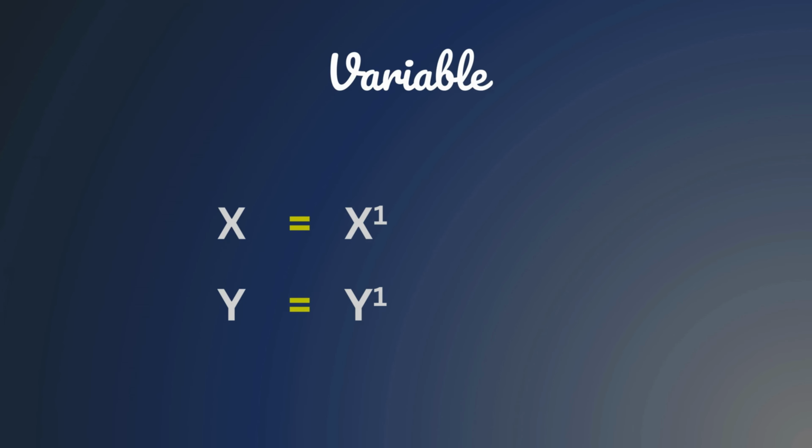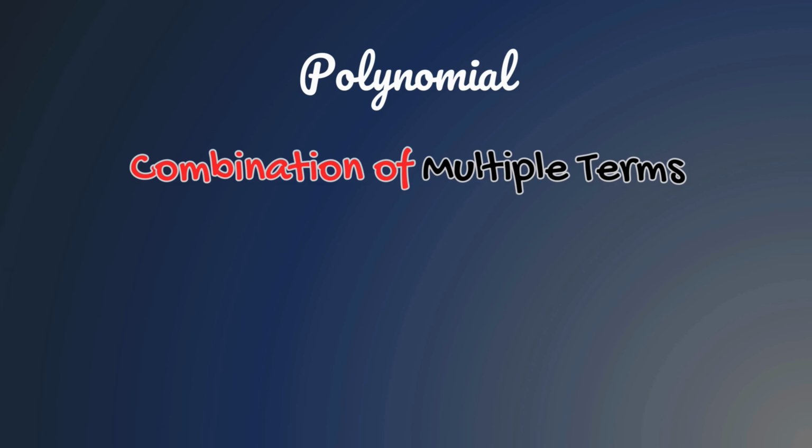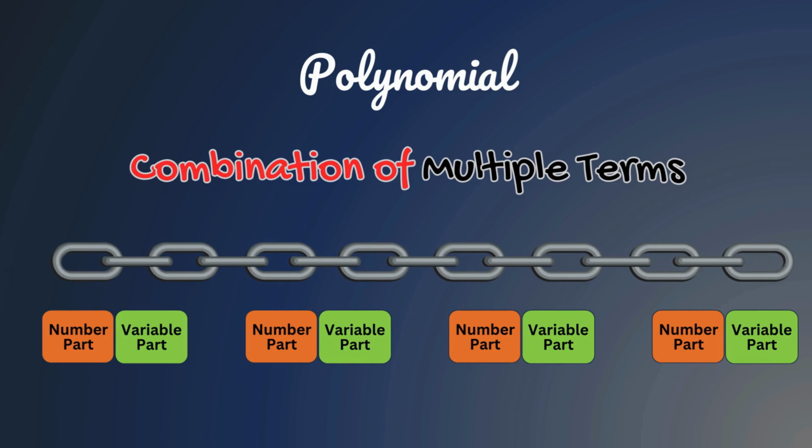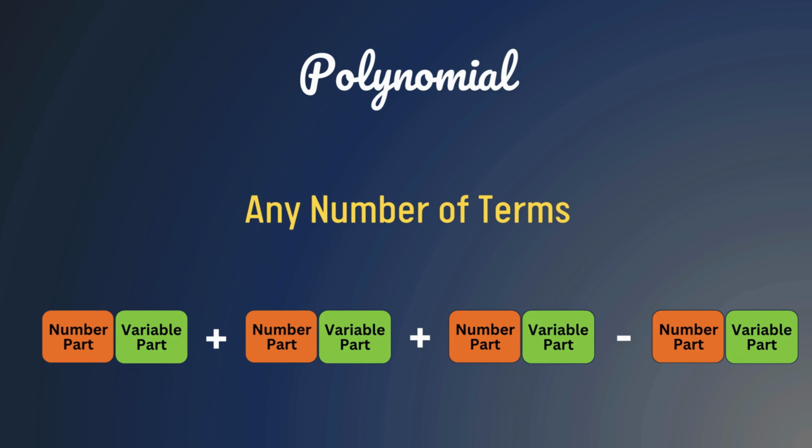Now that we know what terms are, let's see how they come together to form polynomials. A polynomial is simply a combination of multiple terms. Imagine a polynomial as a chain of terms, all linked together by addition or subtraction. The key is that each term is connected by either a plus or minus sign, but the terms themselves are made of multiplication. Polynomials can have any number of terms, and based on how many terms they have, they get special names.